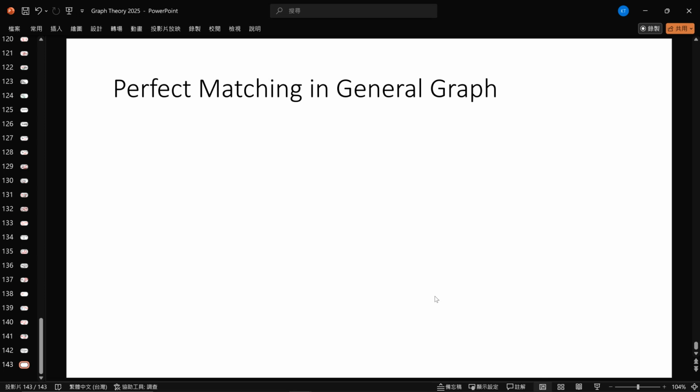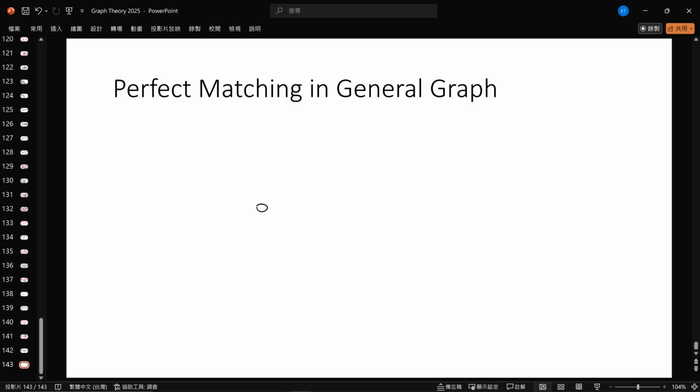So next, the problem we're going to consider is when does a graph have a perfect matching. Not every graph has a perfect matching. Some graphs do not have a perfect matching. So we want to find the sufficient and necessary condition for the existence of a perfect matching. Let me give you an example. And by the way, we have considered this problem for bipartite graphs already.